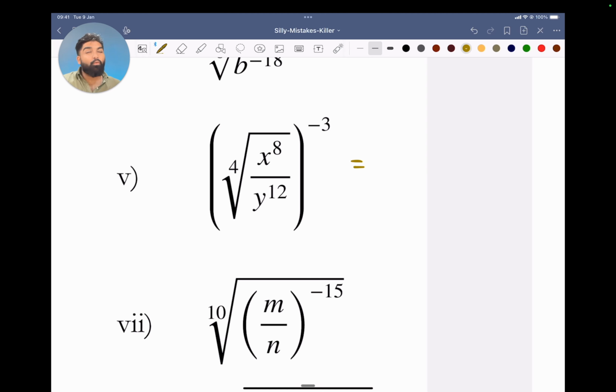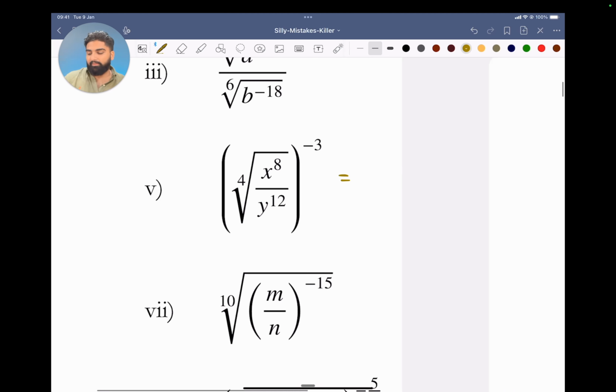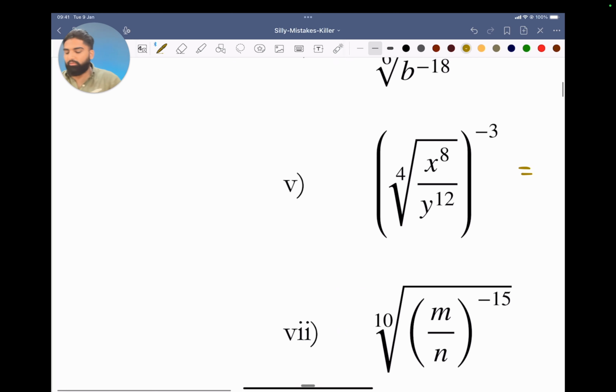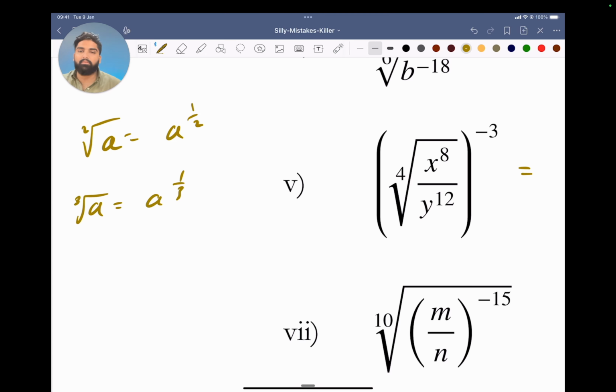You have a fourth root this time. If you have something that has a fourth root, square root, cube root, whatever, so a to the power square root of a, this is equal to a to the power of a half. So you can rewrite it as a fraction in the power. We call these fractional indices. And then if it's a cube root, that becomes, hopefully you guys get the idea, 1 over 3.